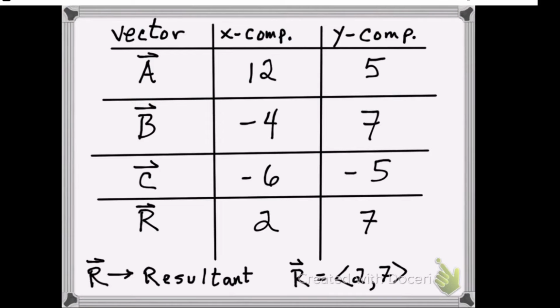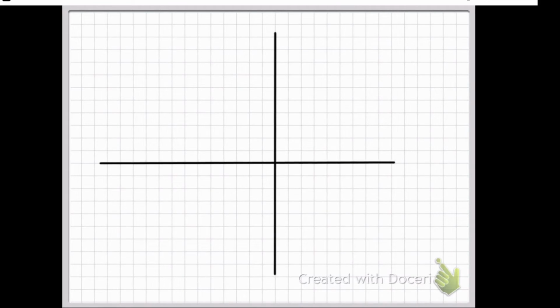So let's say a little bit more about our resultant vector on the next page. Okay, we're going to draw another coordinate axis system. Here's our y-axis. Here's our x-axis. Let's label those. X-axis, y-axis. Okay, and we said that the resultant vector was equal to 2, 7.